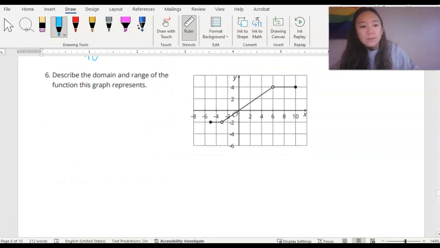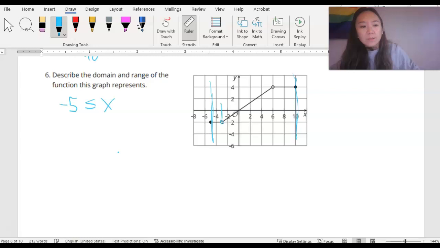All right. Number 6, describe the domain and range of the function this graph represents. So for the domain, we're looking at what are the possible x values that we can have here. And so here, x is greater than or equal to, that looks like negative 5. And then there's spaces where it is not equal to a value in x. And so like right here, for example, it is not equal to a value of x.